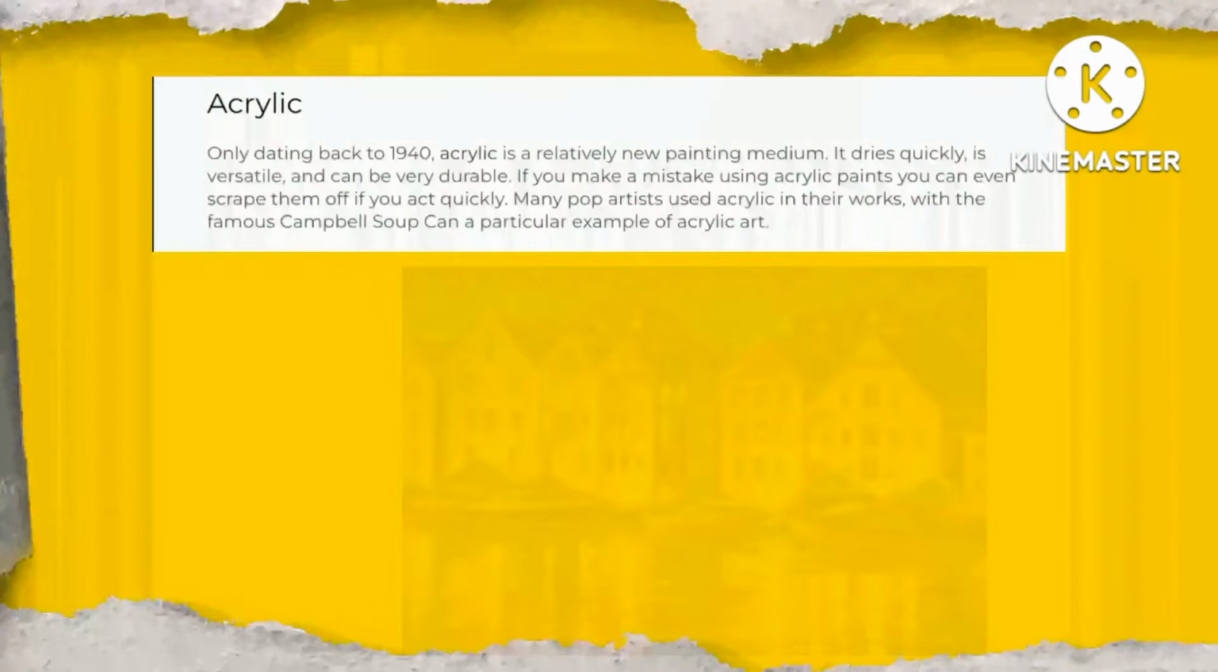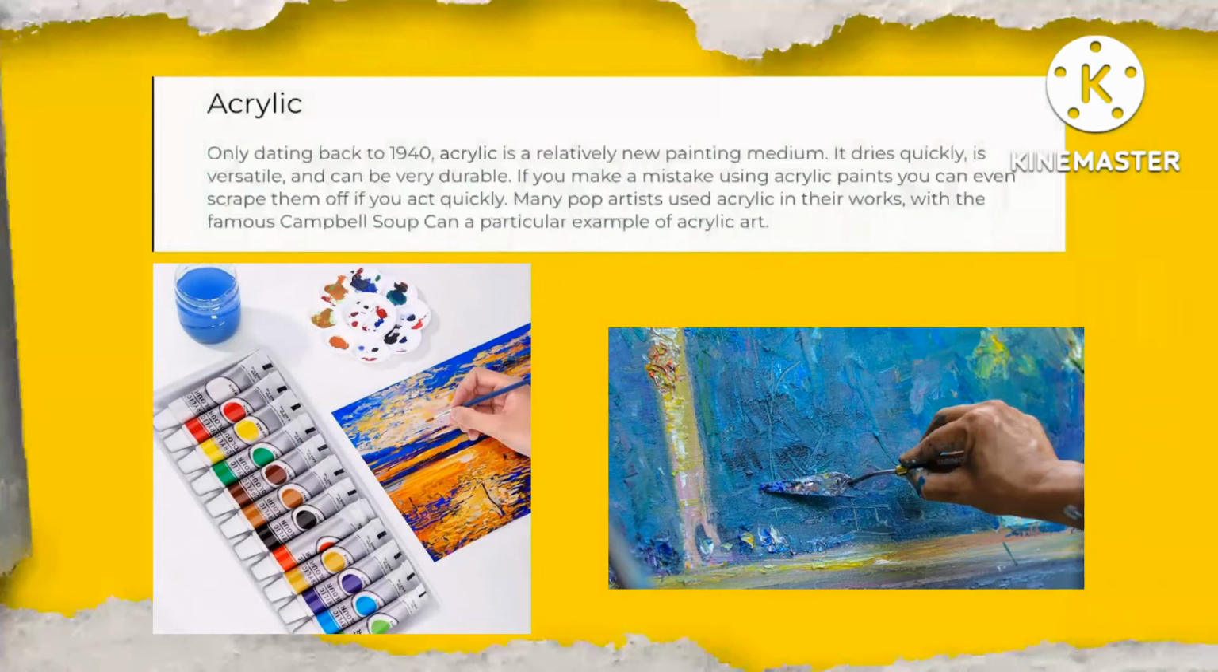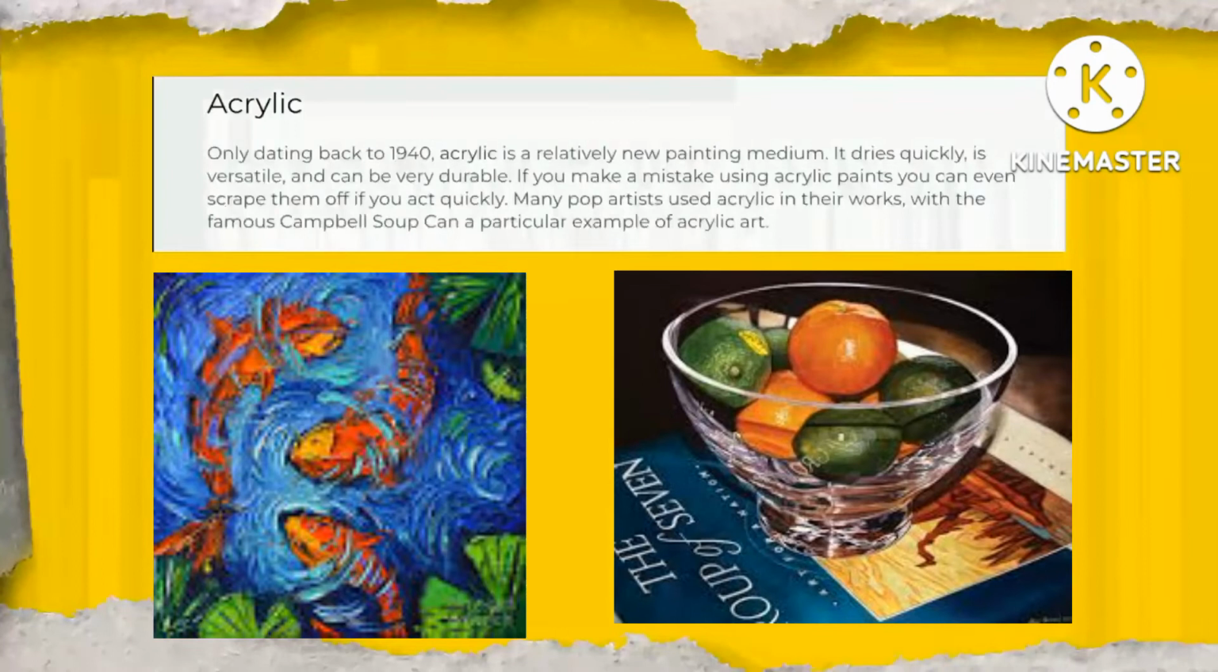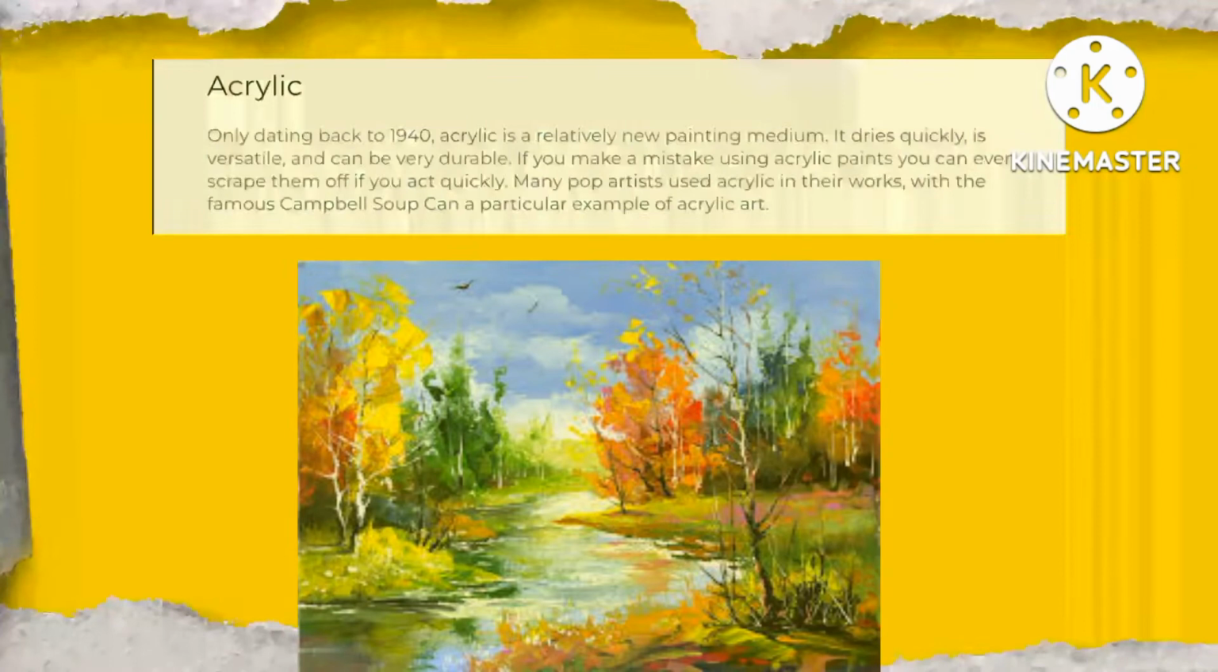Acrylic. Only dating back to 1940, acrylic is a relatively new painting medium. It dries quickly, is versatile, and can be very durable. If you make a mistake using acrylic paint, you can even scrape it off if you act quickly. Many pop artists use acrylic in their works, with the famous Campbell soup can a particular example of good acrylic art.